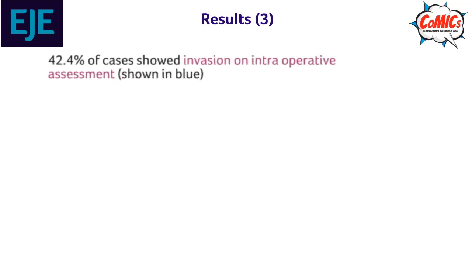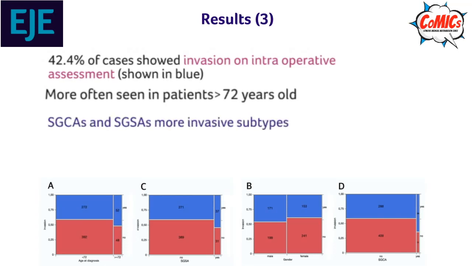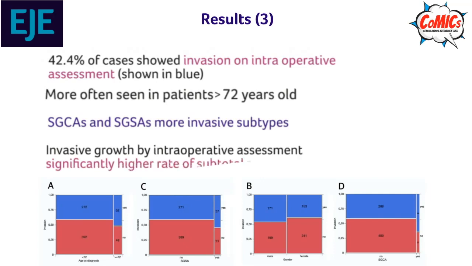42.4% of cases showed invasion on intraoperative assessment. More often this was seen in patients older than 72. SGSAs and SGCAs were more invasive subtypes. Invasive growth by intraoperative assessment led to a significantly higher rate of subtotal resection.